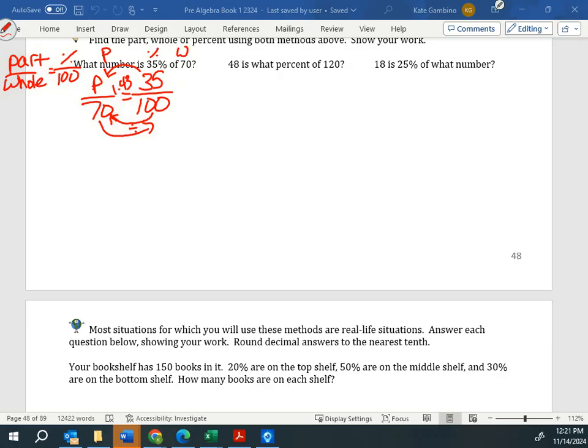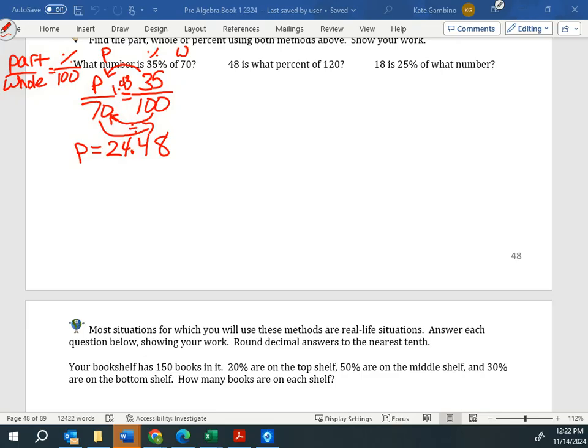35 divided by 1.43. What would 35 divided by 1.43 equal? Beckett? 24.4. 24.48. Do you see how we did that? We couldn't multiply up because as good as we are with our math, we just don't know. I don't think anybody in here would have guessed 1.43 is what we're multiplying by. But you figure out how we went from 70 to 100. You can do that division. Then we know what to do to the top.